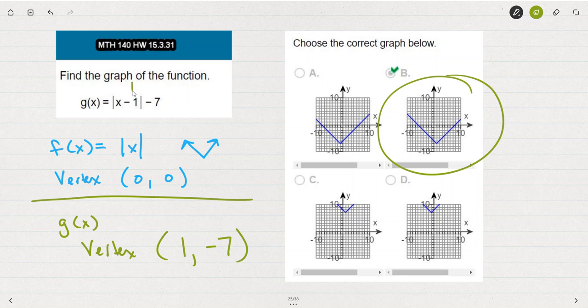So the important thing to know is that the negative 1 inside the grouping symbol, in this case inside an absolute value, means that we shift right 1, and then that minus 7 outside the grouping symbol, so outside the absolute value in this case, would mean that we shift down 7. So right 1, down 7, and we get that vertex of 1, negative 7.